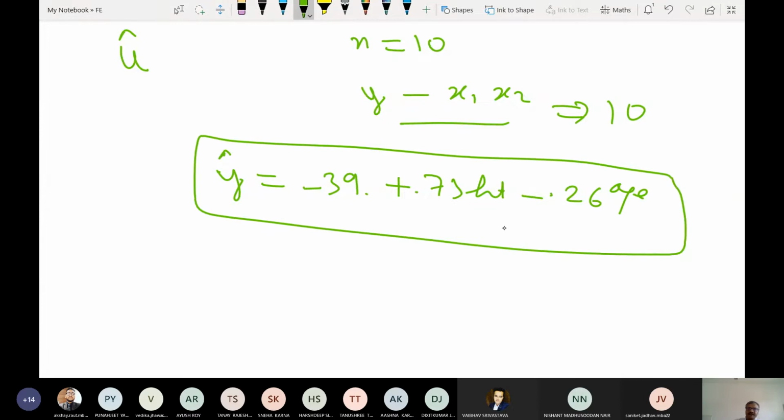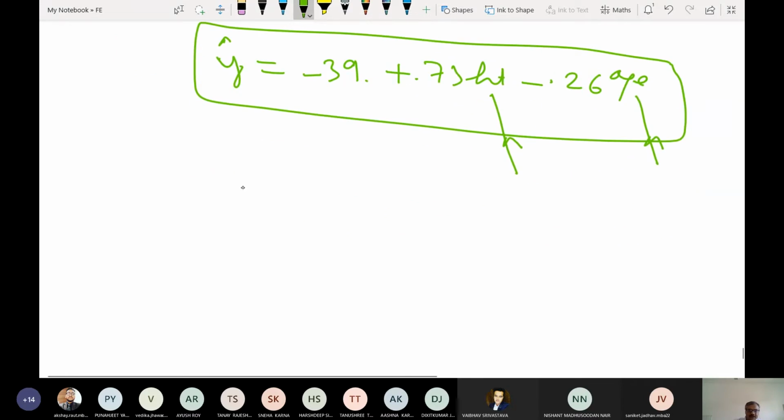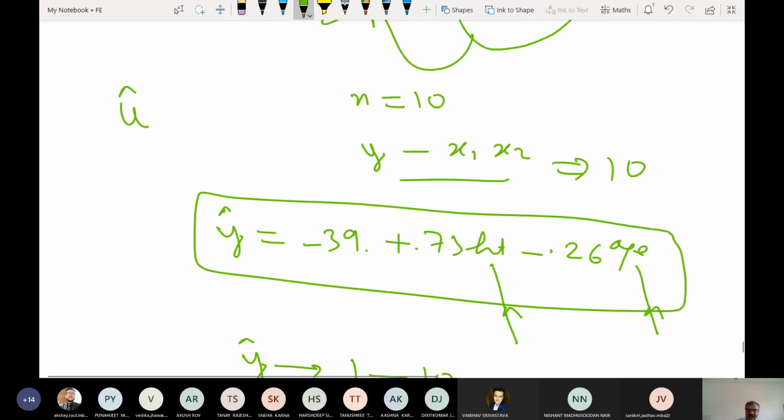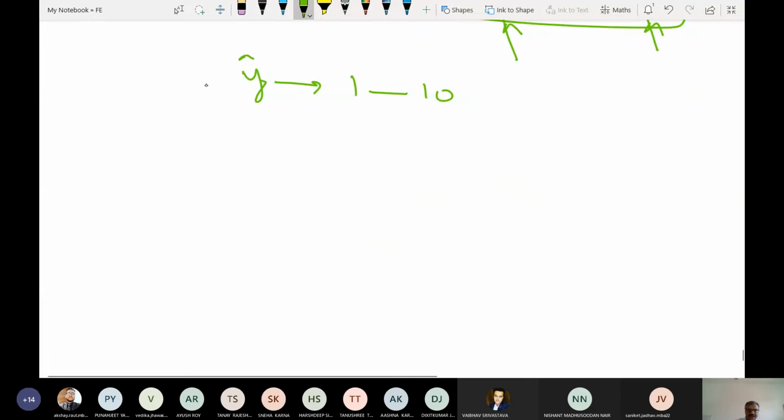So what is happening? If I put the values of 10 items of height and age, I will be able to calculate the values of Y cap also from 1 to 10. So it means I not only have the values of Y from 1 to 10, but I have got the Y estimated values also from 1 to 10. Similarly, I'll have the value of error also, from 1 to 10. So I've got 10 observations of the error term also.